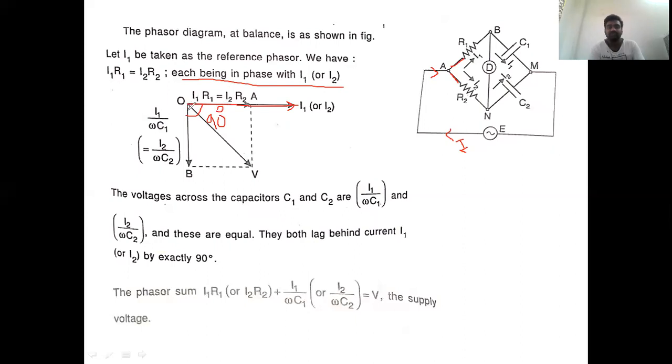This is the current flowing through the capacitor arms, I1 and I2. What is the voltage drop? The voltage drop from B to M is I1 into 1 by j omega C1, and the potential drop across the second capacitor arm is I2 divided by j omega C2. This is what actually happens with respect to the voltage drops. From this point of view, we have shown here the exact representation of the phasor with respect to the voltage drop across the resistances and the voltage drop across the capacitances.